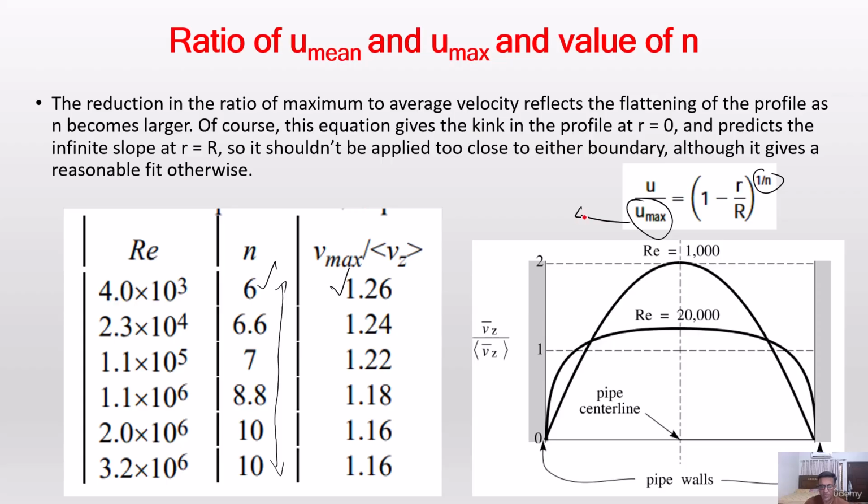Now from U maximum, let's say U upon U maximum, so this is U maximum upon the U mean. Let's say U maximum upon U mean is equal to 1.26. So U maximum will be equal to 1.26 into U mean.